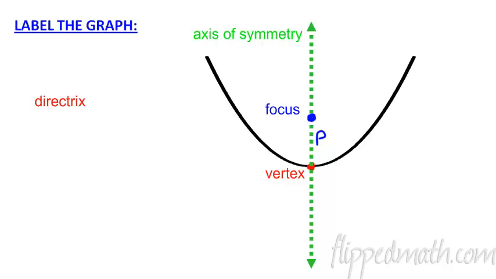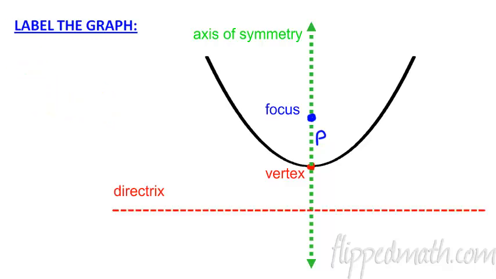Now directrix, this is also something that's kind of new to you. You will probably not have seen this before. And this is some imaginary line on the other side of the vertex. So if you have a focus, you go the other way, there's your directrix, and the distance from the vertex to the directrix is also the value of p. Now why do we make this so complicated?